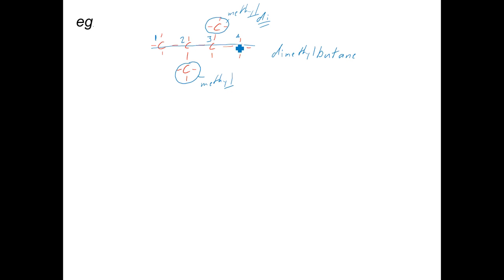So where do I find the branches? I find a branch on carbon number 2. And I find another one on carbon number 3. So I'm going to go 2, 3 dash dimethylbutane. So that is the total name of this compound that we have here. Let's do one more and then talk about going in the reverse direction.